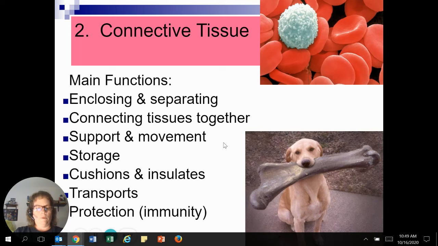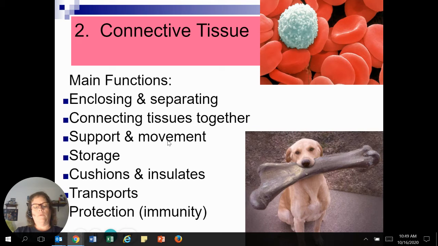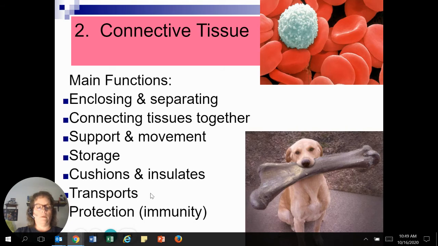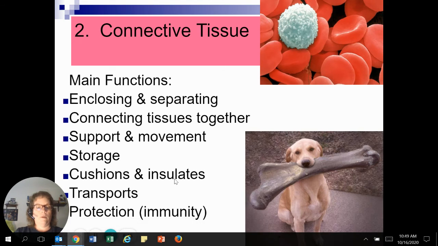They help with support and movement, storage, cushioning and insulation, transporting things around, and then your immunity. For example, storage. Think about your bones, they store calcium. Cushioning and insulation, fat is another type of connective tissue. Transportation, that would be your blood. Your blood is a type of connective tissue. And immunity, if you think about the white blood cells themselves, that's connective tissue as well.